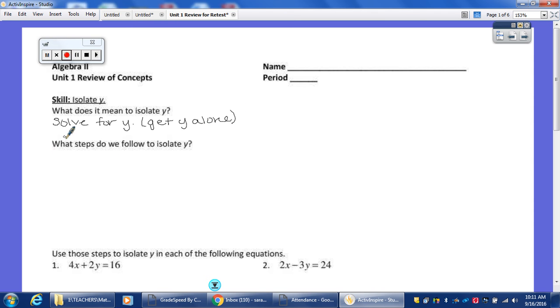How do we isolate y? We just follow a couple of very simple steps, guys. So the first step is that we are going to get all the y's alone on one side of the equal sign. So we move anything that is on the same side of the equal sign as y to the other side of the equal sign. And we do that using addition and subtraction. So we add or subtract to move x's or numbers to the other side of the equal sign.